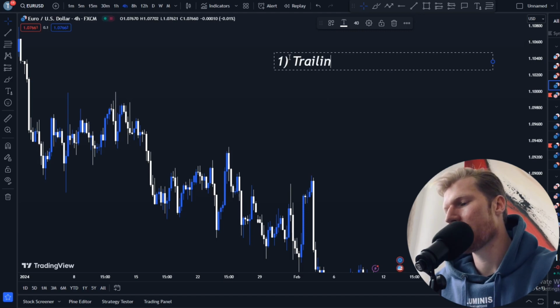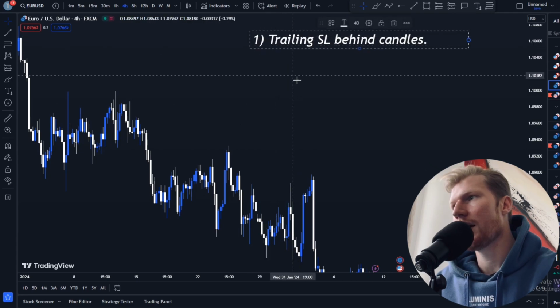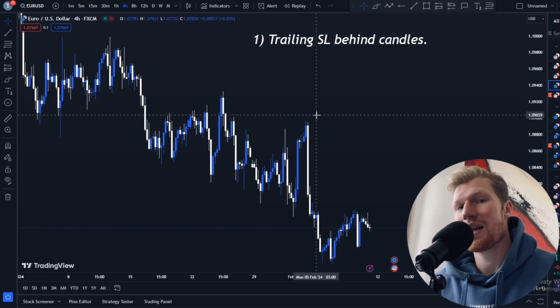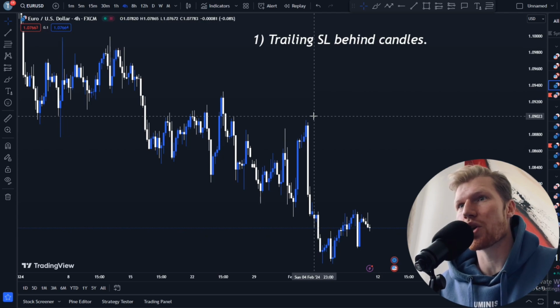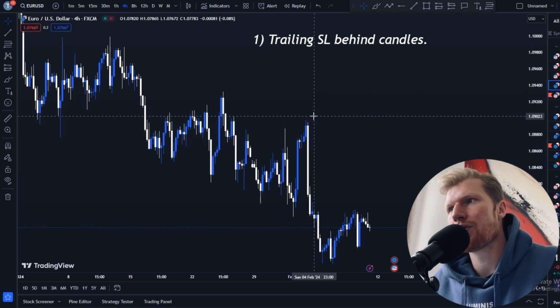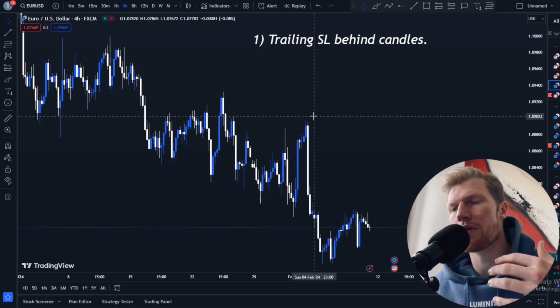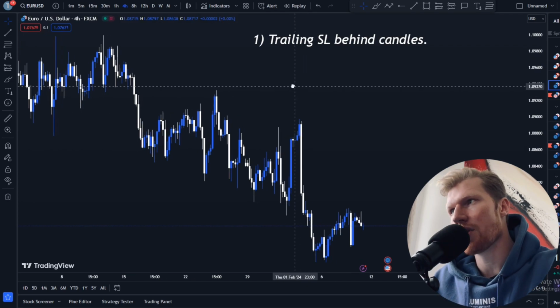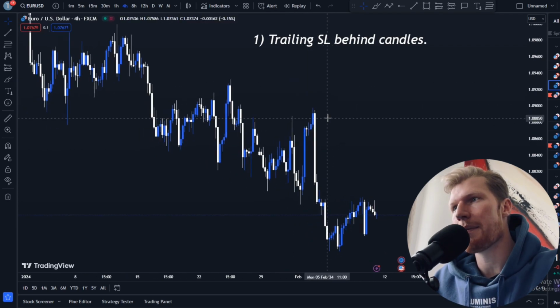Trailing stop loss behind candles. This is a technique which is actually pretty good, but it is quite an aggressive approach, right? I think this approach of trailing your stop loss behind each candle is suited best for some breakout strategies, maybe some lower time frame scalping strategies, etc. And less suited to my main model of swing trading. But it's an entirely solid approach. So I'll give you an example in the chart.